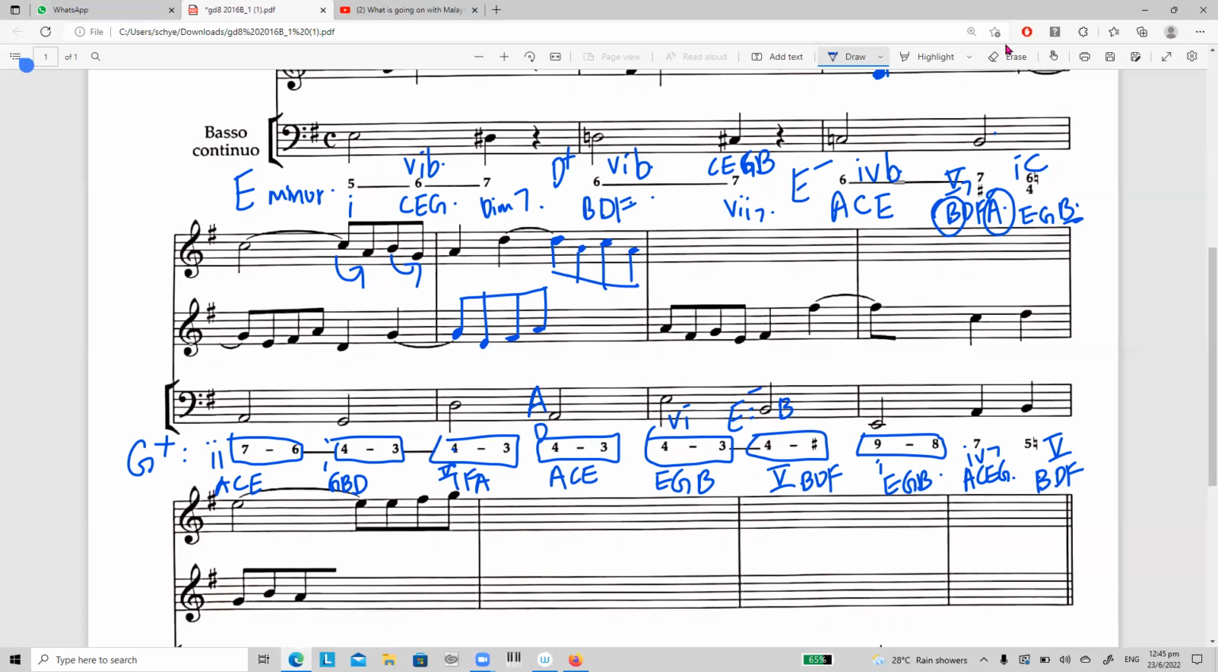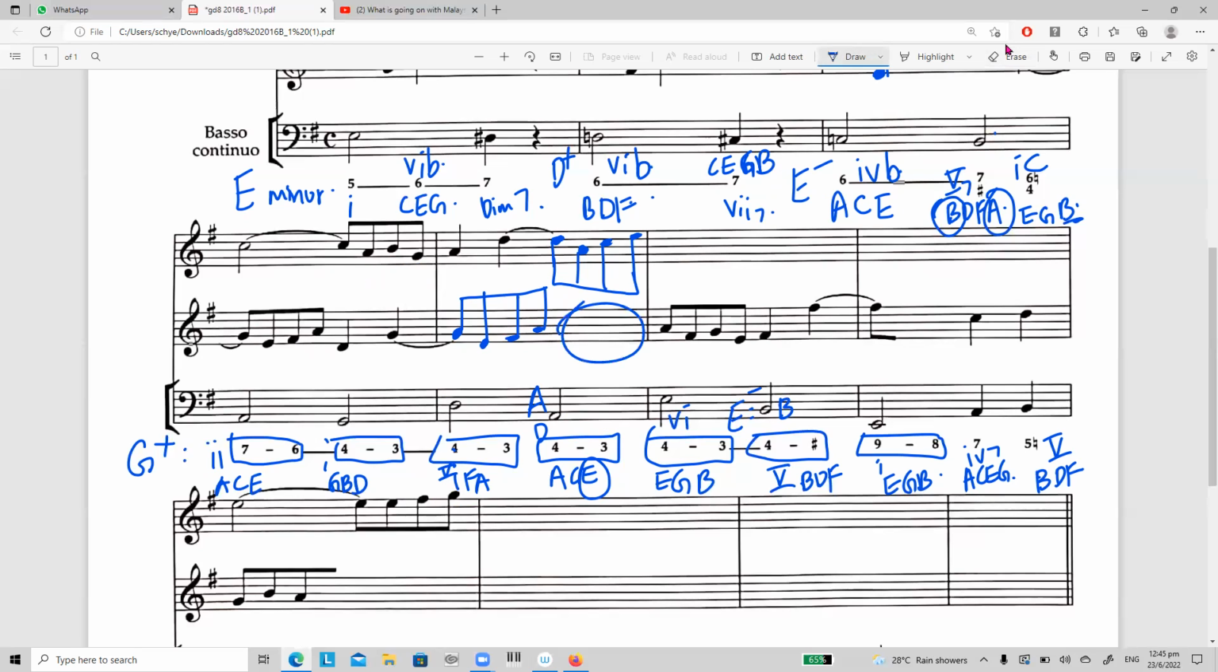If you don't want to go down a third, you can also go up. Okay, I show you another possibility. If you don't want to follow the interval, you can choose to go to the chord note E. So there are many possibilities. Okay, next bar.